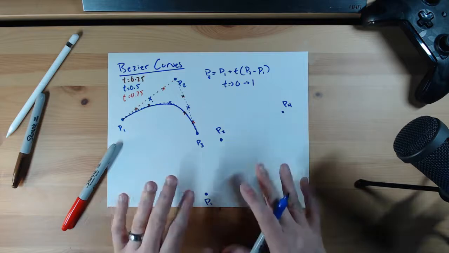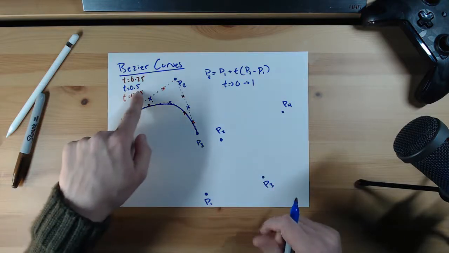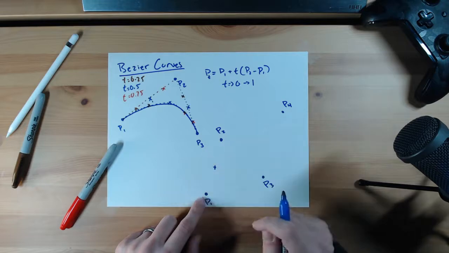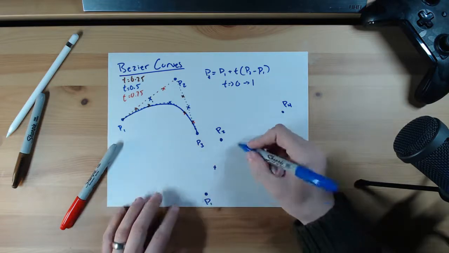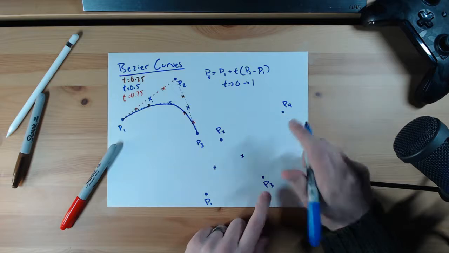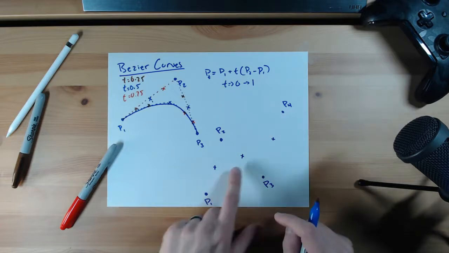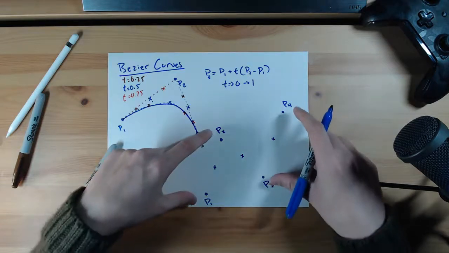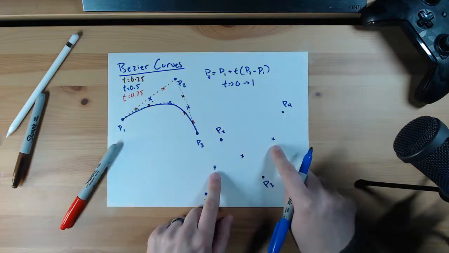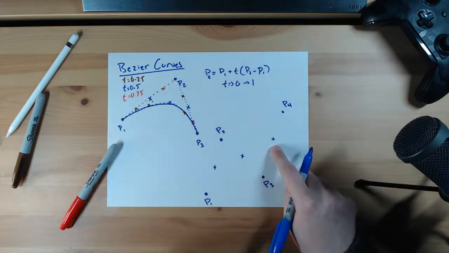So the process here: t is equal to 0.5. That's my blue marker. Between P1 and P2, it's about halfway there. Between P2 and P3, it's about halfway between them. Between P3 and P4, it's about halfway between them. Right, here are our 3 positions. Now we've turned this cubic Bezier curve problem into a quadratic Bezier curve problem, right? We've reduced it to 3 points, just like we have up here.